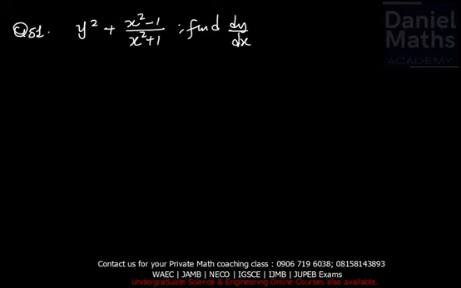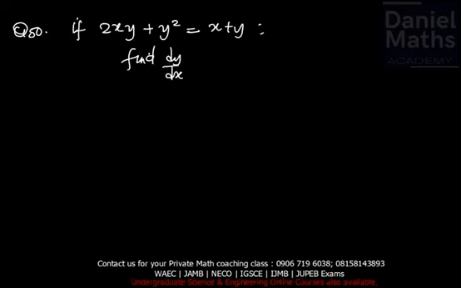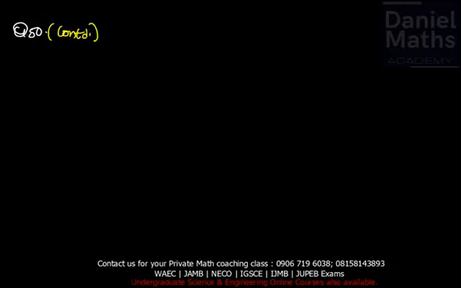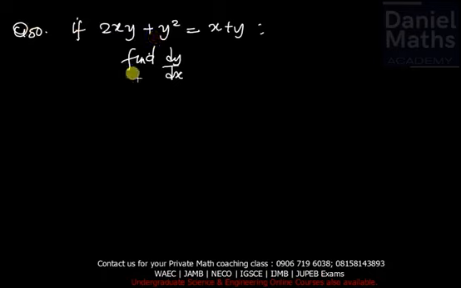Question 50 says, if 2x plus y squared equals x plus y, find dy/dx. So if I differentiate this, this is a product rule. If I differentiate with respect to x here, keeping y constant, I have 2. So this gives me 2.